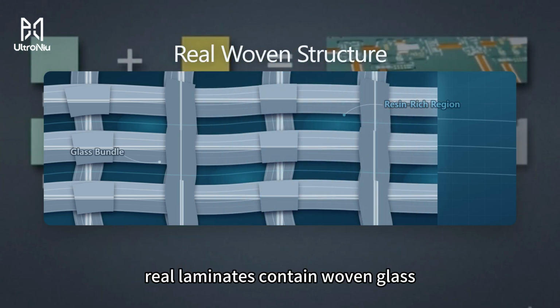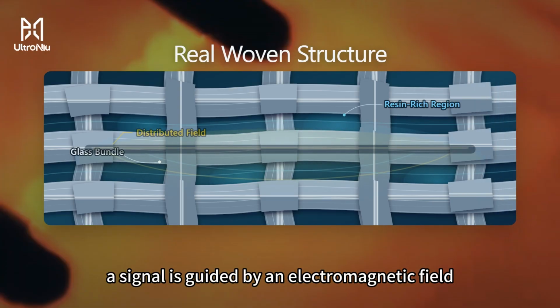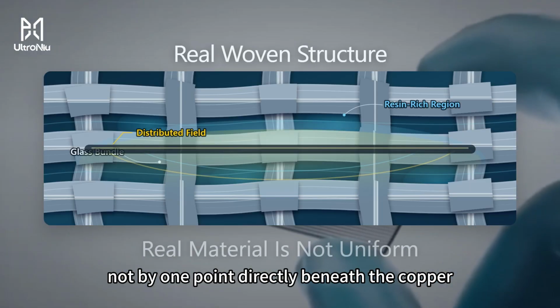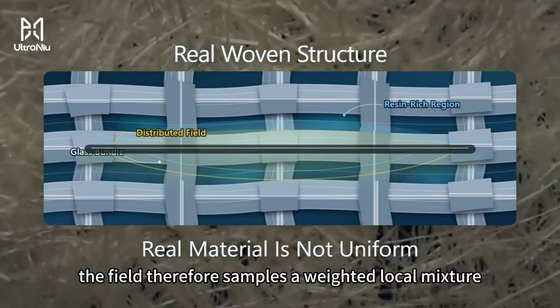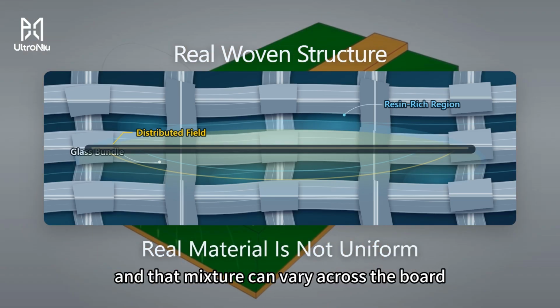Real laminates contain woven glass bundles and resin-rich regions. A signal is guided by an electromagnetic field distributed between the trace and its reference plane, not by one point directly beneath the copper. The field therefore samples a weighted local mixture, and that mixture can vary across the board.